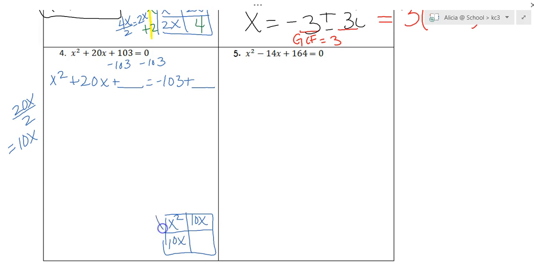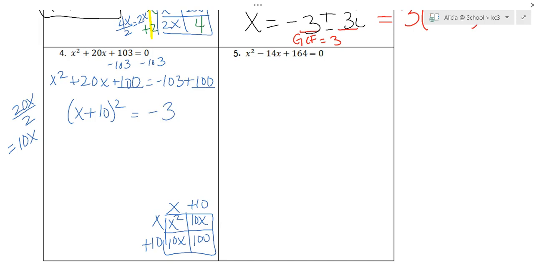So therefore, I'm going to have x times x gives me x squared, x times a positive 10, x times a positive 10, and 10 times 10 is 100. So I'm going to be adding 100 on each of those lines. Write my perfect square trinomial. So (x plus 10) quantity squared is going to equal negative 103 plus 100, which is a negative 3.